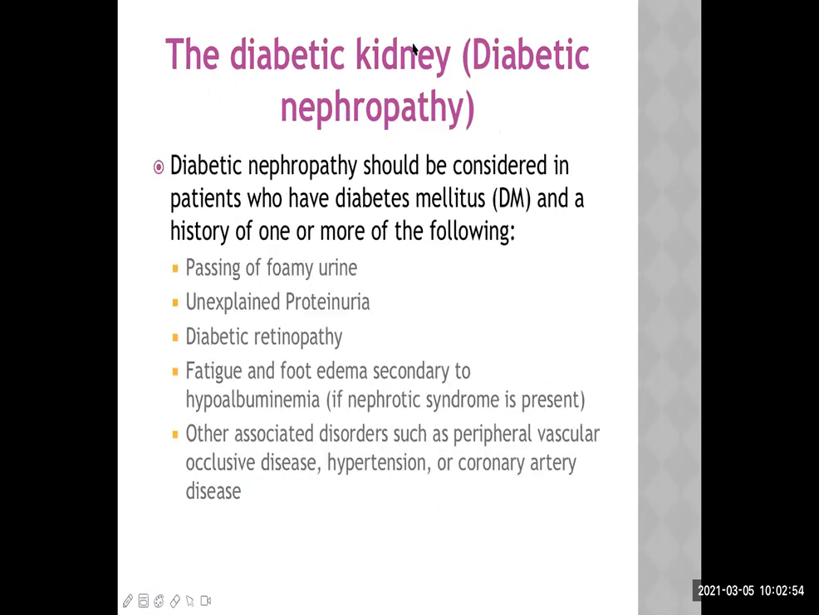Now, let's talk something more about diabetic kidney. Diabetic nephropathy should be considered in a patient who has diabetes mellitus and a history of one or more of the following. So you are checking a diabetic case, who already gave history: "Doctor, I have been diagnosed with diabetes 15 years ago," and you are taking the history of that person. You have to ask these questions to rule out or to suspect diabetic nephropathy.